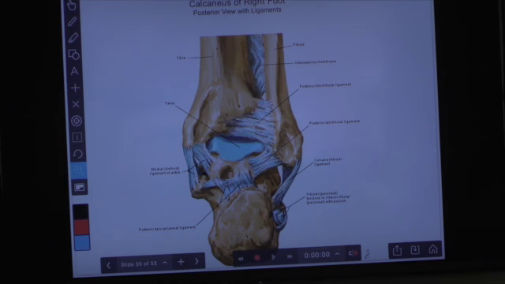And extensor hallucis brevis. All those ones are in front of the lateral malleolus. All of them. There are two muscles. There's another muscle here. It's peroneus tertius. Peroneus tertius comes to the front. And then there are two muscles that go behind the lateral malleolus. Just two muscles.